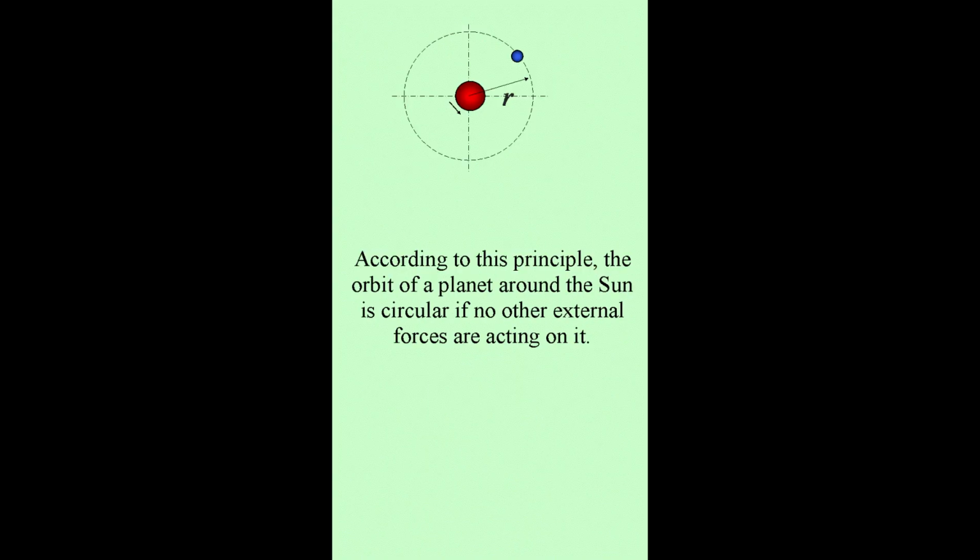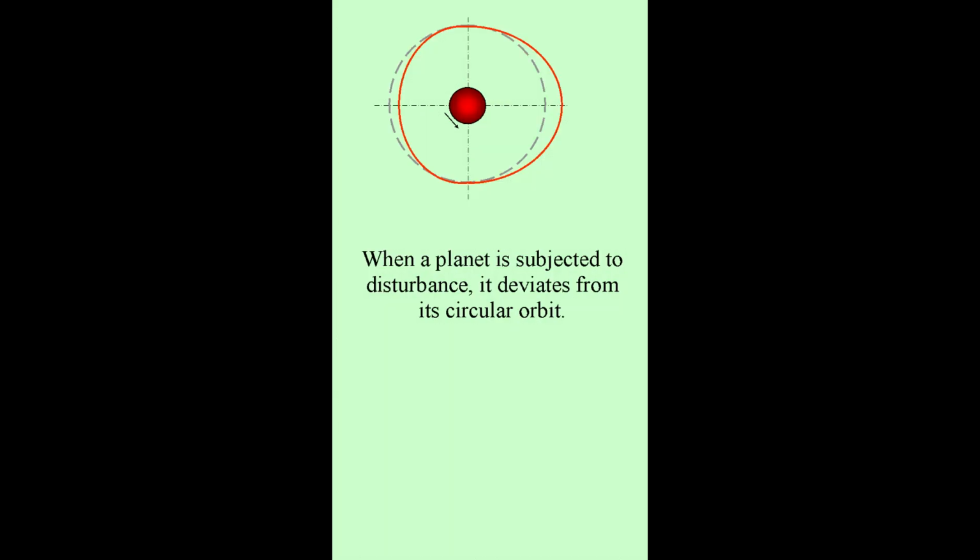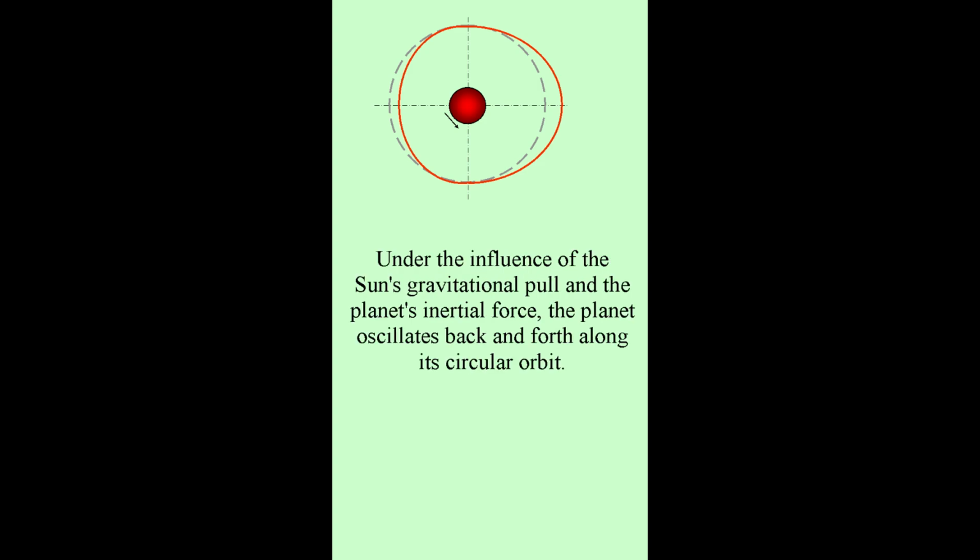According to this principle, the orbit of a planet around the Sun is circular if no other external forces are acting on it. When a planet is subjected to disturbance, it deviates from its circular orbit. Under the influence of the Sun's gravitational pull and the planet's inertial force, the planet oscillates back and forth along its circular orbit.